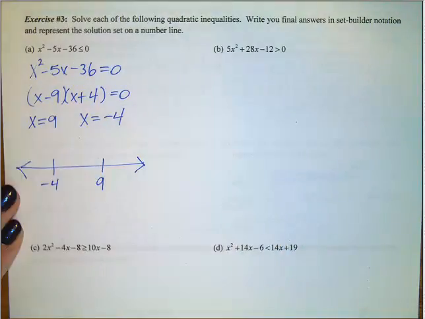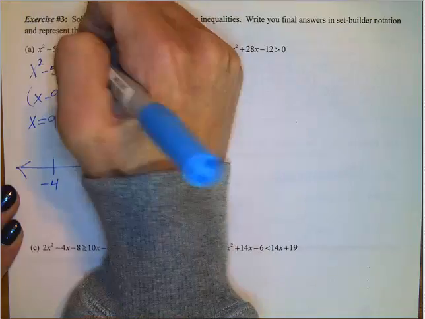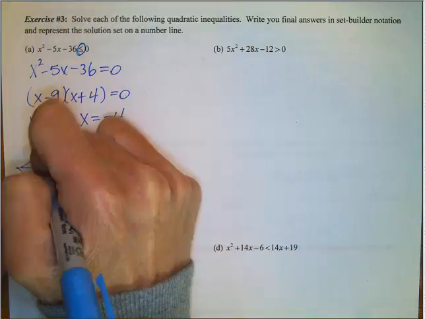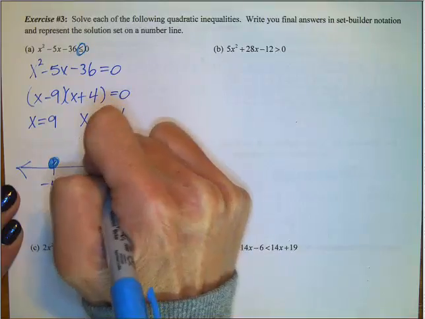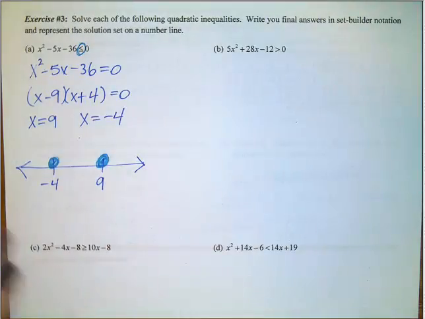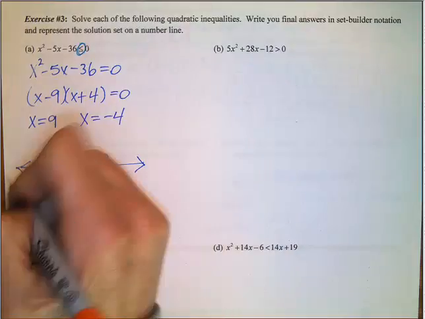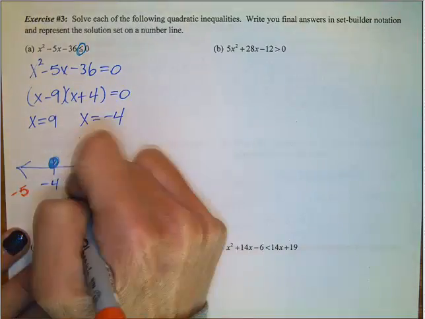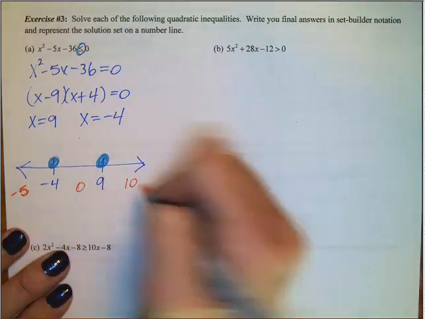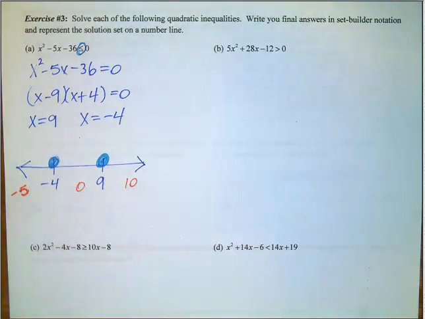So we're going to put negative 4 here and a positive 9 here. Now, because it's equal to, negative 4 and 9 work. They're solutions. So now we need to test. We're going to test negative 5 because it's less than negative 4. We'll test 0 and we'll test 10. So grab your calculator.